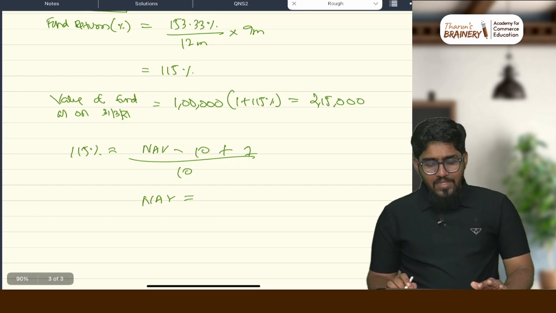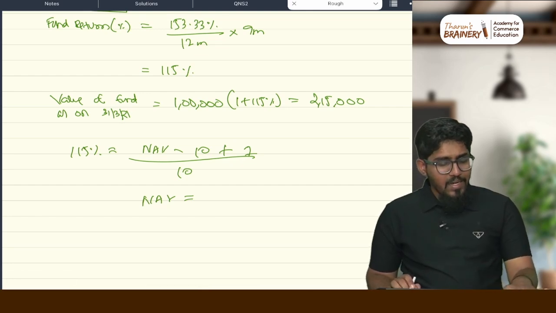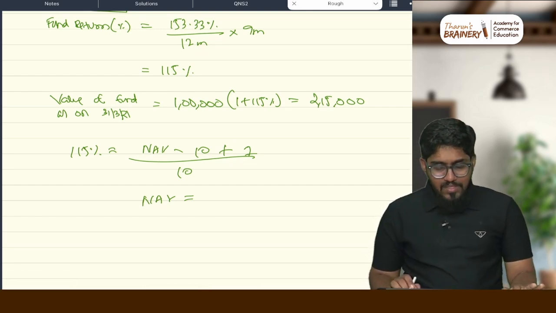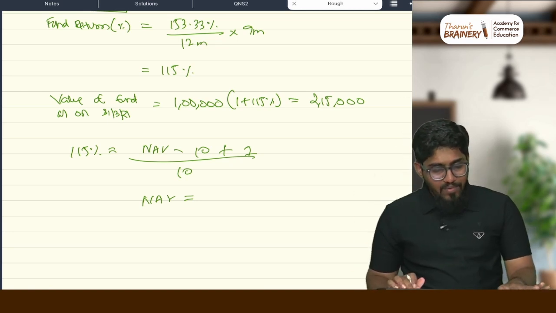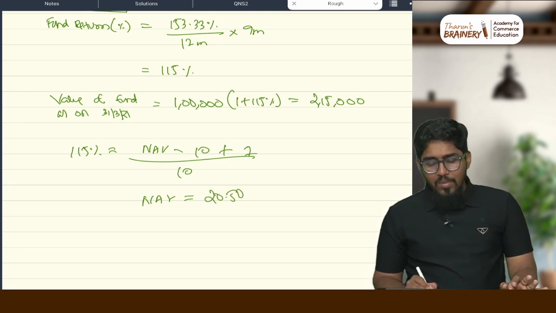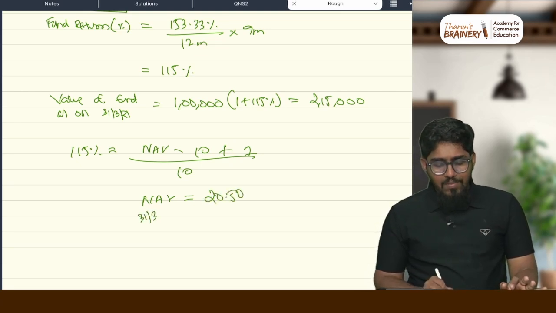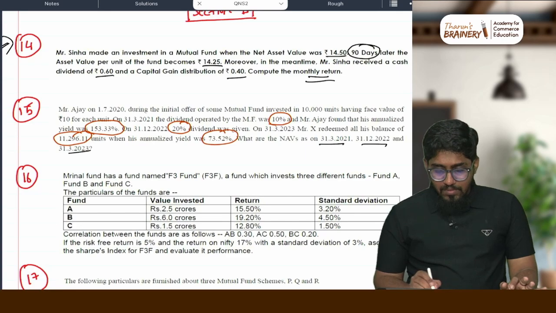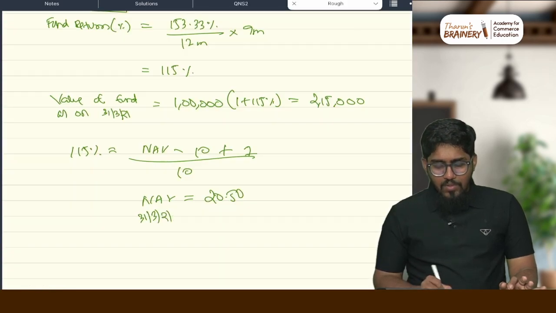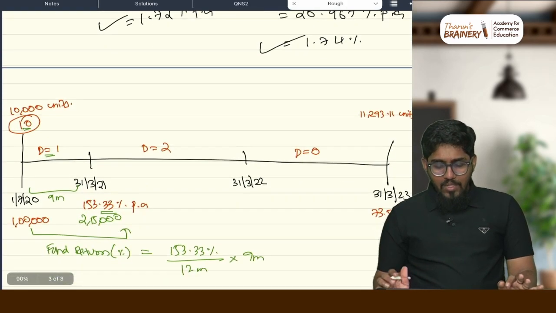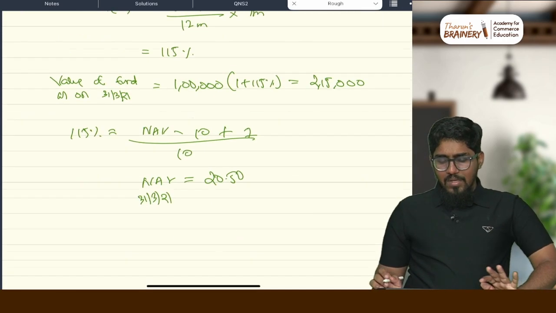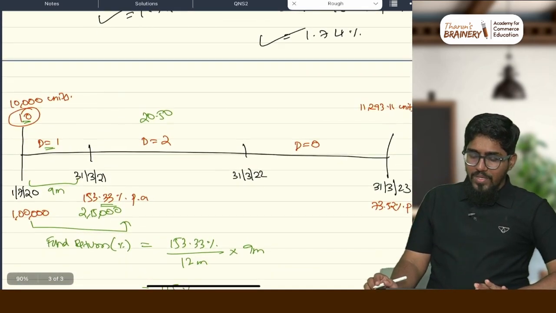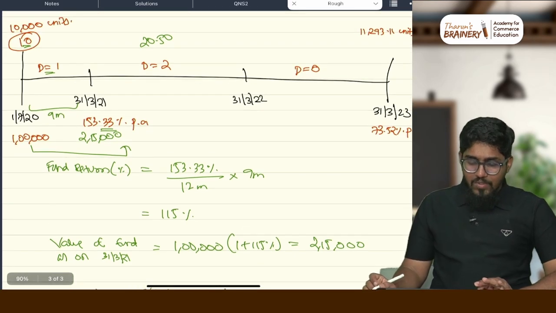How much is the NAV? 10 into 115% is equal to 11.5. So 11.5 plus 10 minus 1, which is nothing but 20.50. This is your NAV as on 31/3/2021, which is nothing but 20.5 rupees.